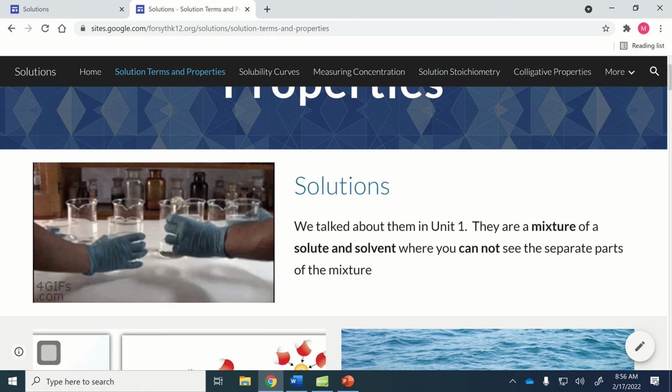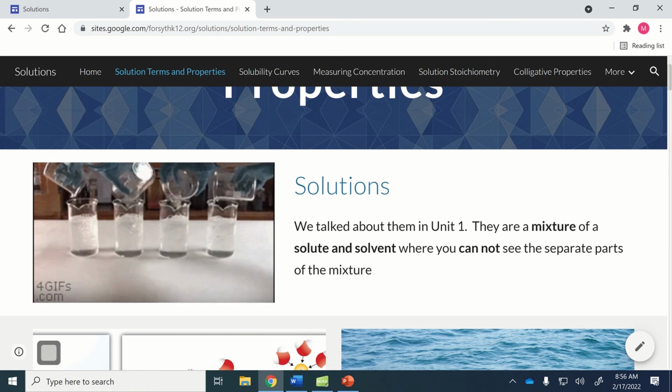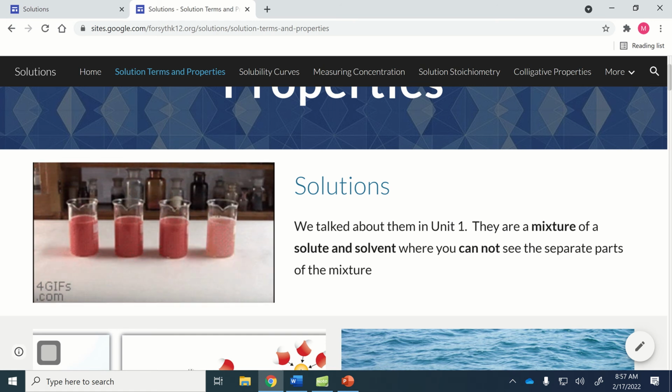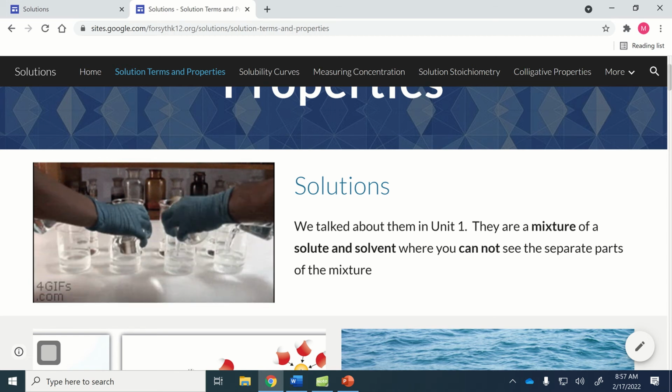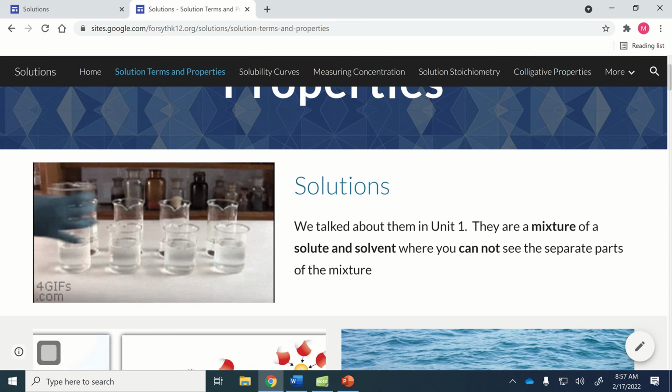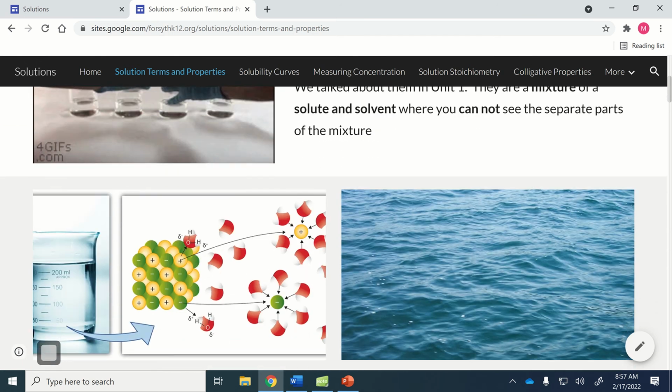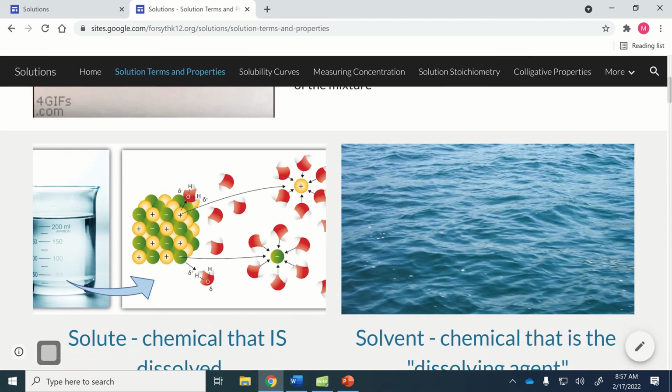We don't need to worry about suspensions and colloids. We are strictly looking at solutions. And we already said, again, a solution is a mixture of a solute and solvent where you cannot see the separate parts of the mixture. The solute particles are so small, they are invisible to our naked eye. They're usually too small for even a regular compound microscope.